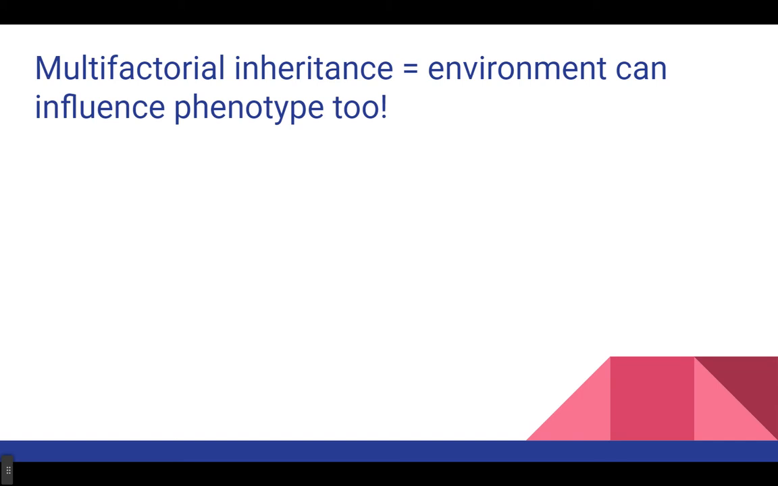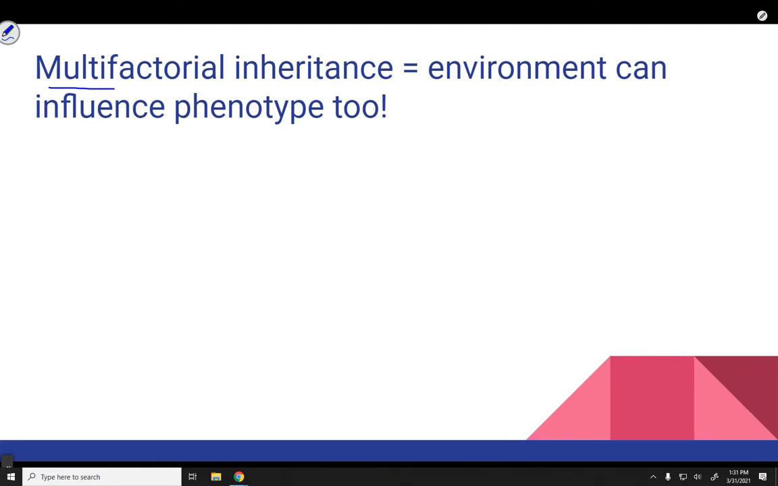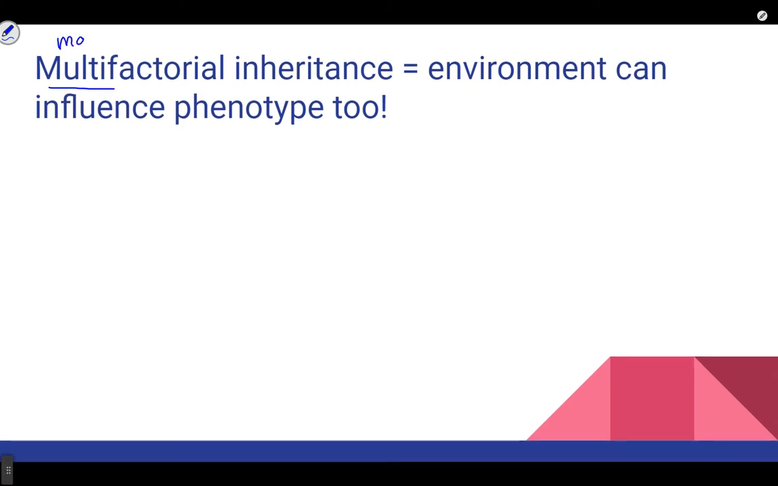With these terms, I'd really suggest that instead of just trying to memorize definitions, you really look at what these words mean. If we break this one apart, what does the prefix multi mean? Many or lots. And what is factorial? What does that sound like? Factors. Many factors. So it's not just the genes that determine the phenotype in some cases. So multifactorial inheritance means many factors influence a phenotype.